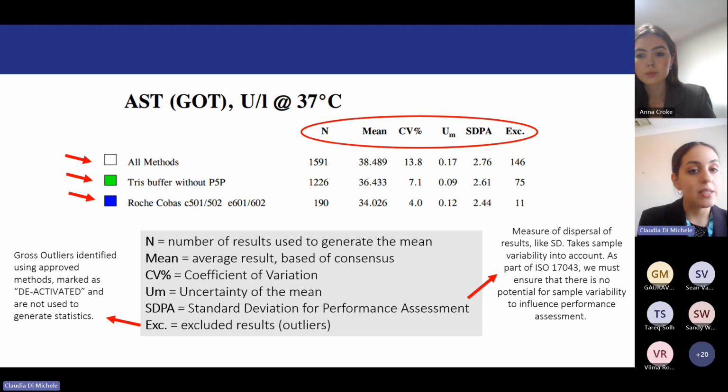And the final column is this EXC column, which stands for excluded results. This shows you how many results in that category were identified as outliers, were then deactivated, and then were not used to generate the statistics.